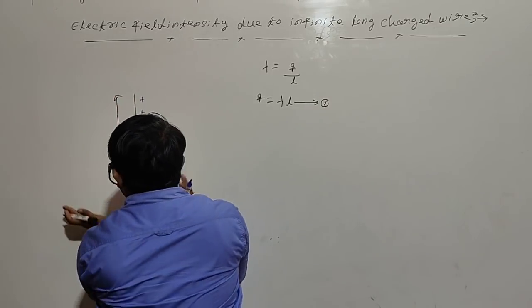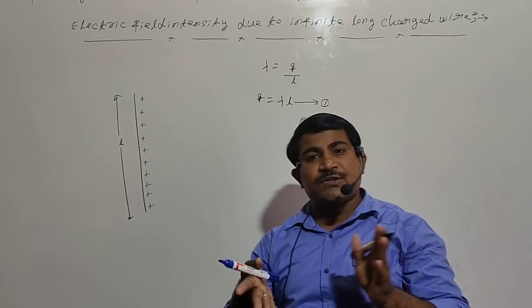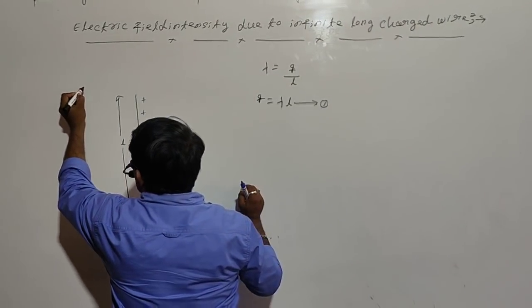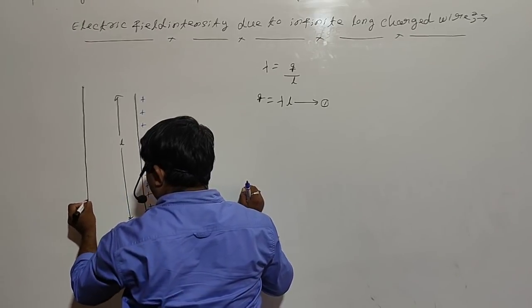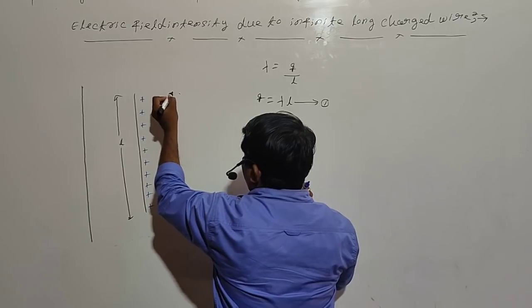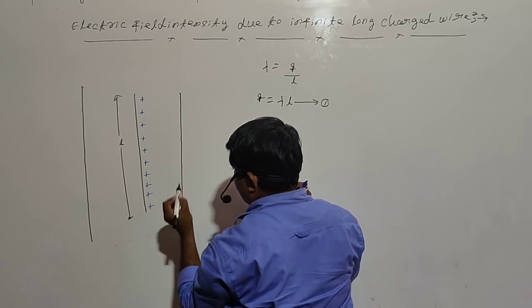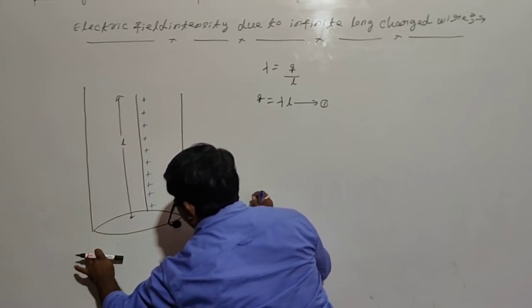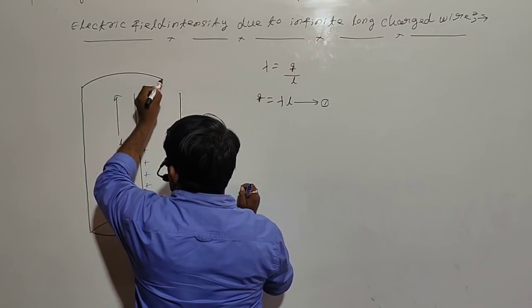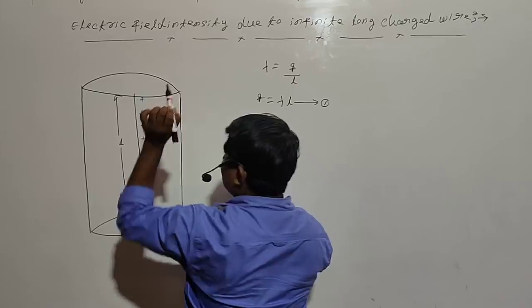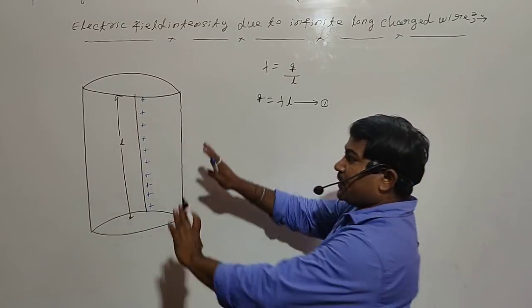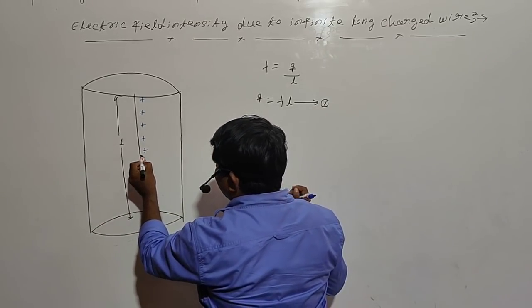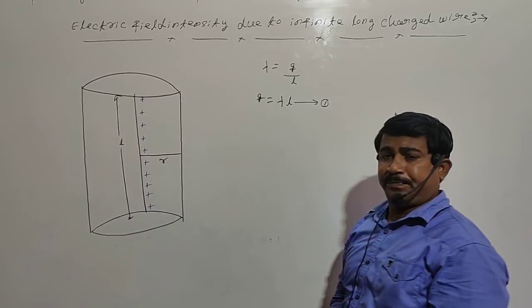Around this linear charged wire, I will construct a Gaussian surface like a cylinder. Look at me, I will construct it like this. This is the Gaussian surface, and it looks like a cylinder. See here, the radius is represented by R.